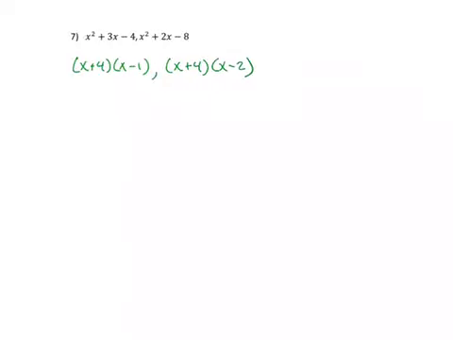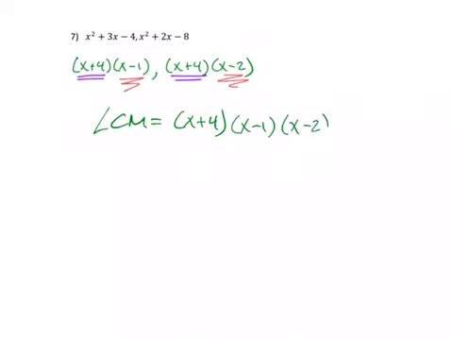Again, I'm going to identify my greatest common factor. What is repeating? As you can see, the x plus 4 is repeating. So my least common multiple is x plus 4, and then I'm multiplying that times everything else that is not repeating. So times x minus 1, x minus 2. And that's it. That's my least common multiple. We're going to use this to add or subtract rational expressions and to solve rational equations.